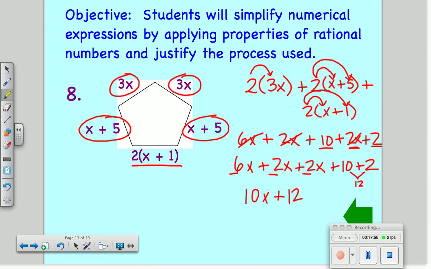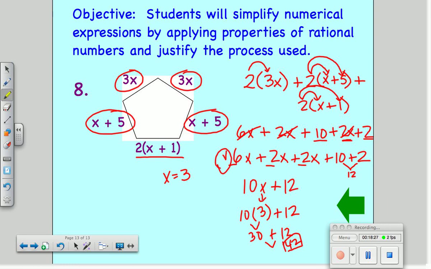Now you're going to substitute the x for 3. Remember, we said x equals 3? So since x equals 3, I now have to substitute this x for the number 3. 10 times 3 is 30, multiplication first, then addition. 42. So the answer is 42, and the expression you should have written is either this one or this one.